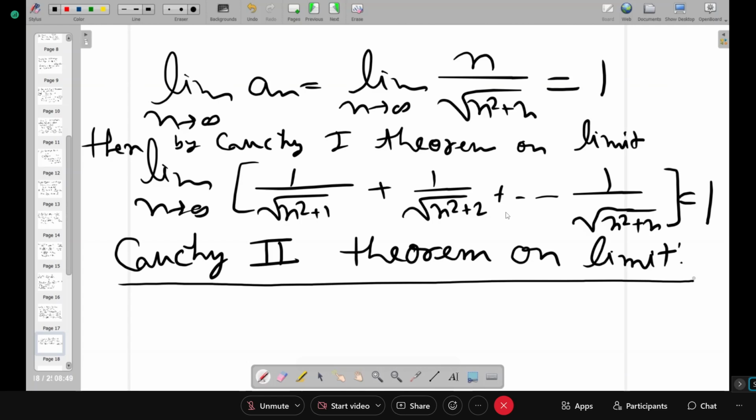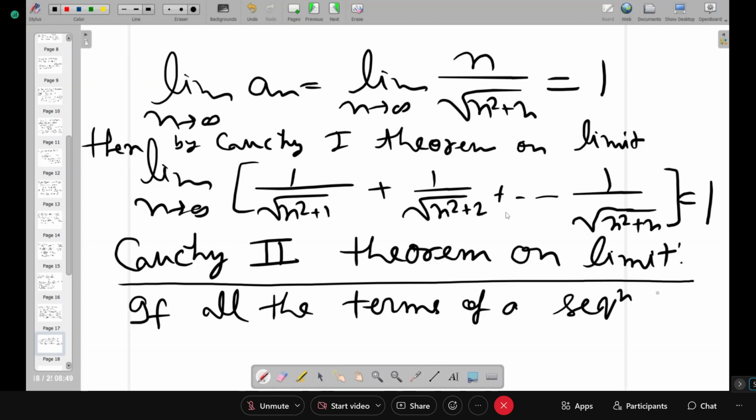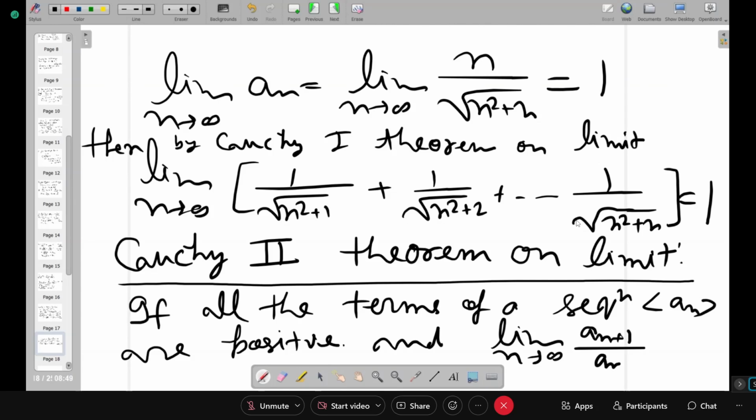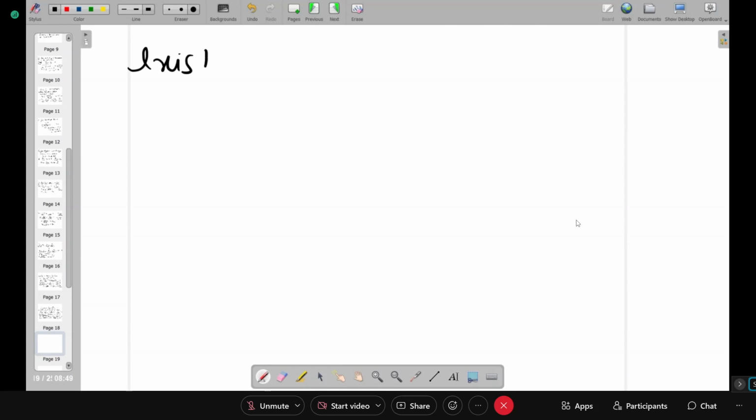What is the formula here? You can apply the formula if all the terms of a sequence an are positive and the limit as n tending to infinity of an plus 1 upon an is L, which exists, then the limit as n tending to infinity.